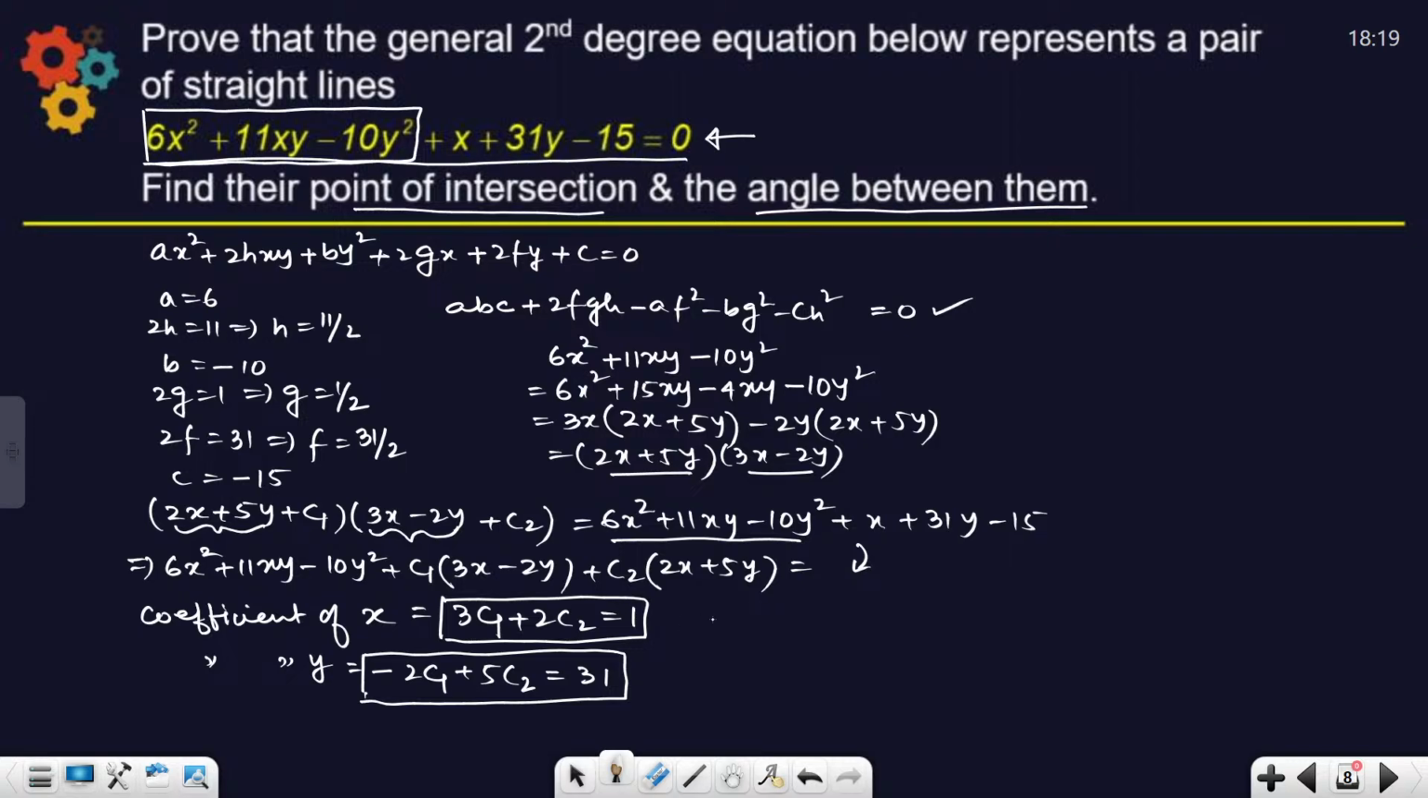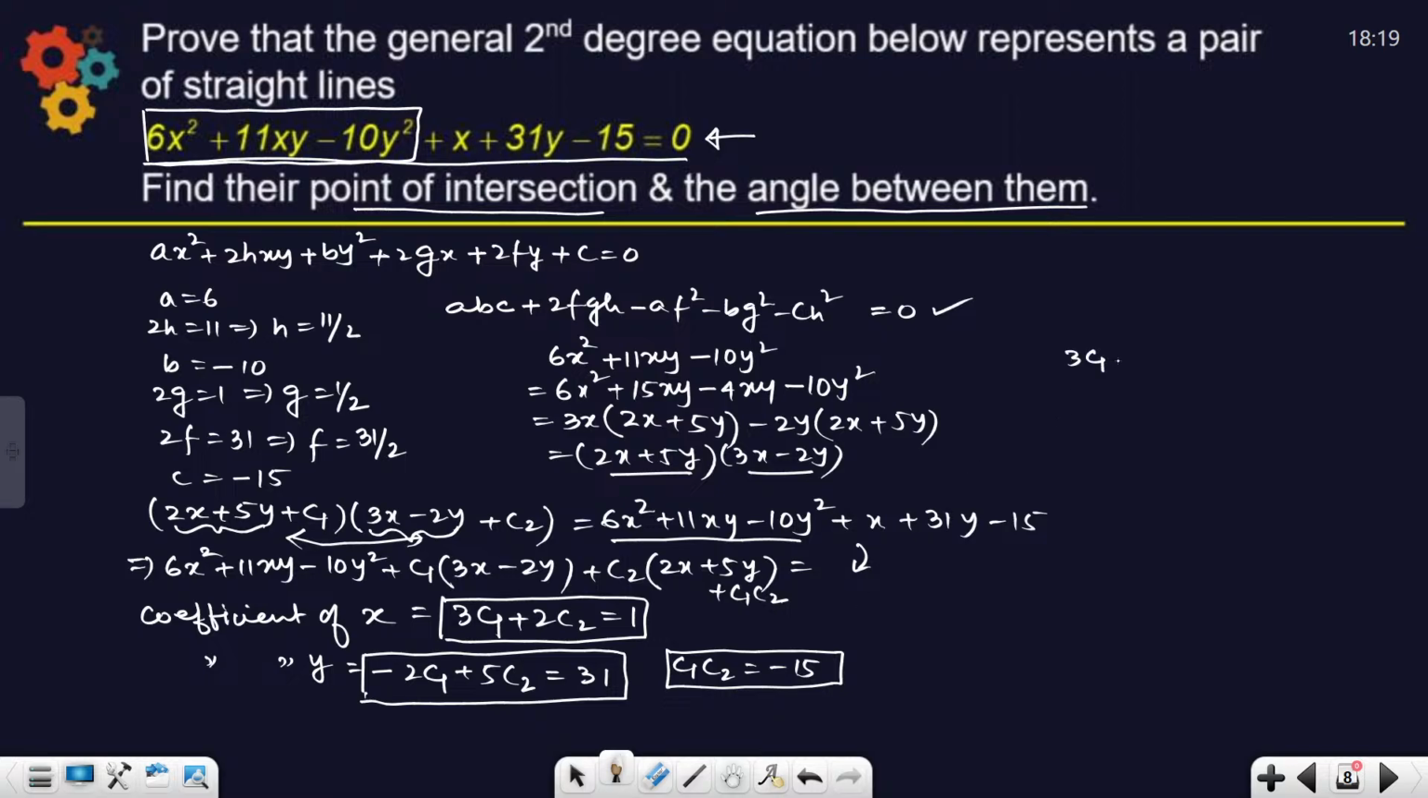xy I don't need. I need the constant term, but I don't need it right now. Okay? From here, because we are getting C1, C2 also. So when we are multiplying this with this, we will get a term C1 into C2 also, right? So C1 C2 will be in that case equals to minus 15. But two equations is sufficient for us to calculate C1 and C2. Isn't it so?